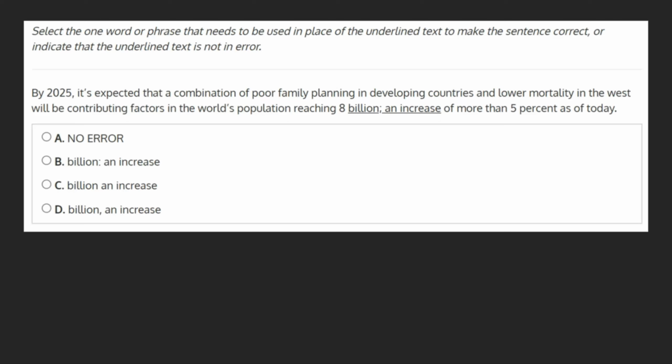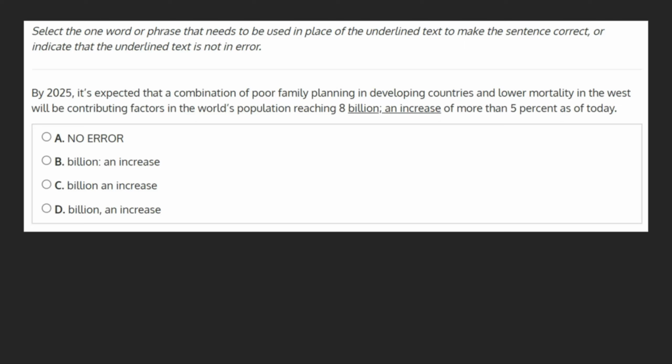Select the one word or phrase that needs to be used in place of the underlined text to make the sentence correct, or indicate that the underlined text is not in error. By 2025, it's expected that a combination of poor family planning in developing countries and lower mortality in the West will be contributing factors in the world's population reaching 8 billion, an increase of more than 5% as of today.